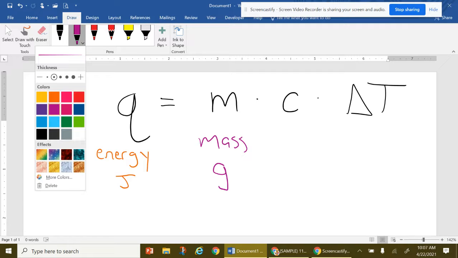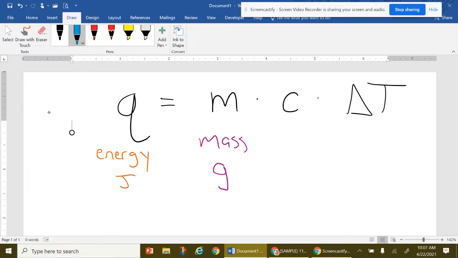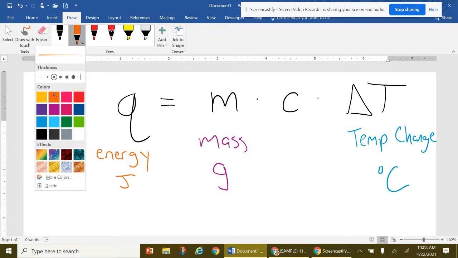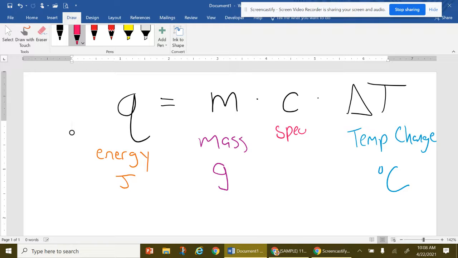Now, real quick, I'm going to skip over here to the end. Over here, delta T is the temperature change. All right, not the starting temperature or the ending temperature, but how much the temperature changes. And we measure that in degrees Celsius. Lastly, we have got C, which is the specific heat. All right, and the unit for this, it's kind of weird, joules per gram degree Celsius.